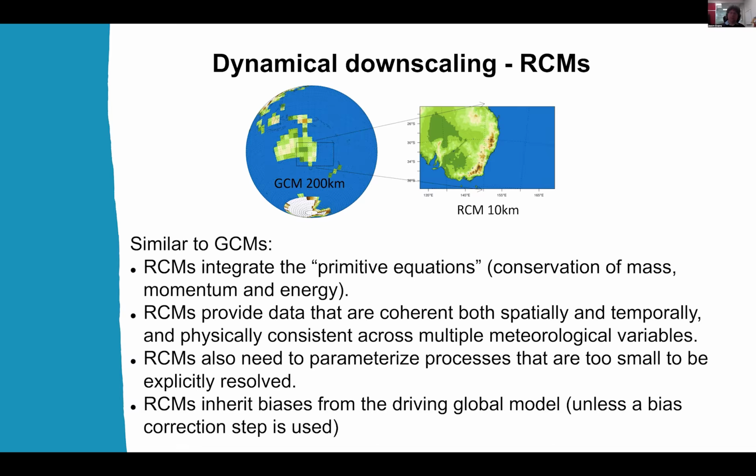And as I just explained, we are taking information from the global models into the regional model through the boundary. So that does mean, if our global model has biases and errors, then those biases or errors will be transmitted into the regional model through the boundary. Okay. So the RCM does inherit some biases from the driving global model.